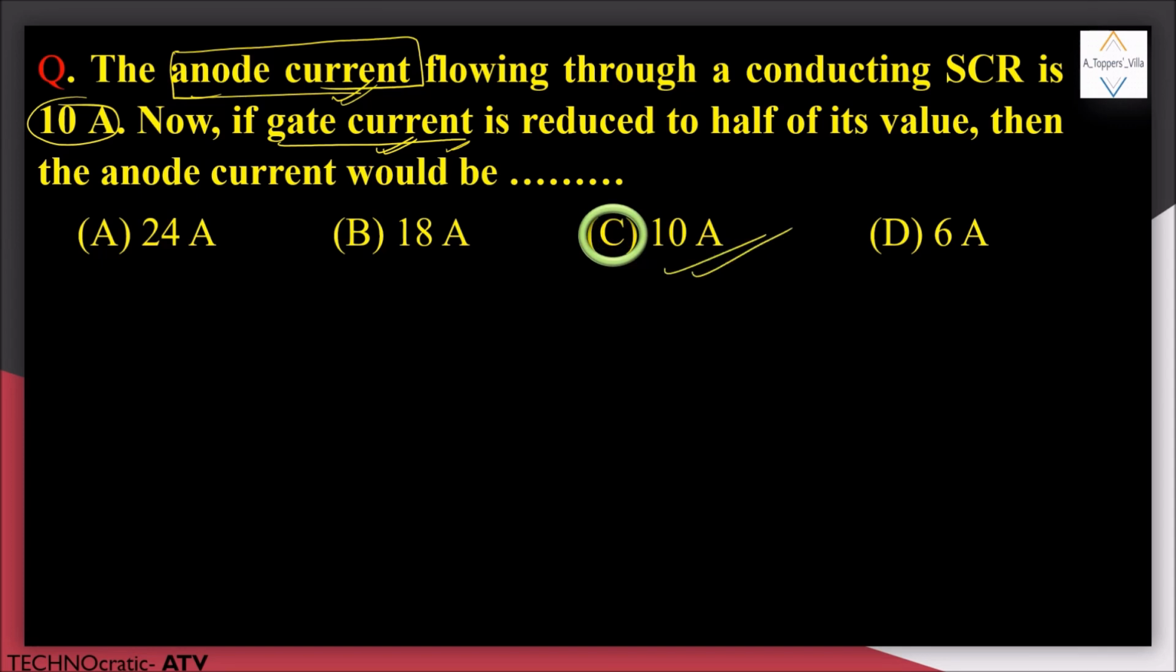The anode current remains unchanged because it does not depend on the gate current.